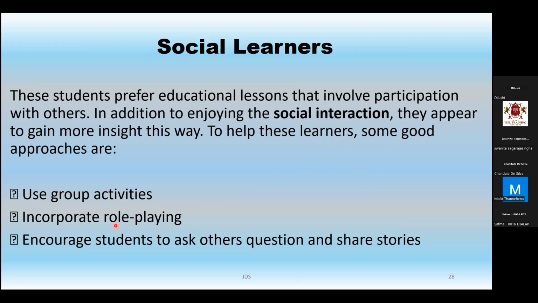Group activities, role play, improvisation, creating mini classroom situations like classroom parliament sessions. All those are improvisation techniques that will help the social learners to learn language. Asking and answering question sessions, even story narrating. When one person stands up and narrates a story, the others listen and question them.